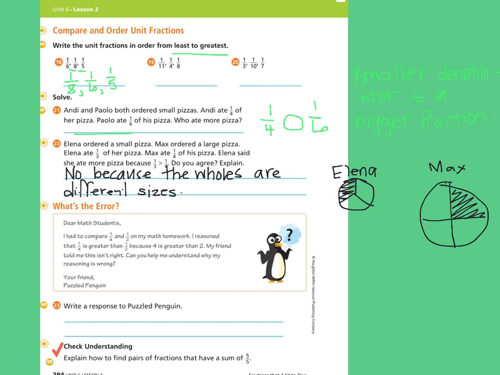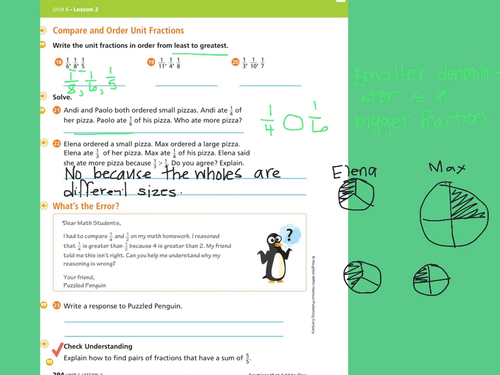Now, if Elena and Max both had small pizzas, Elena had a small and Max had a small, and Elena ate 1/3 and Max only ate 1/4, then Elena would have had more. But because Max ordered a larger pizza, his whole was larger.